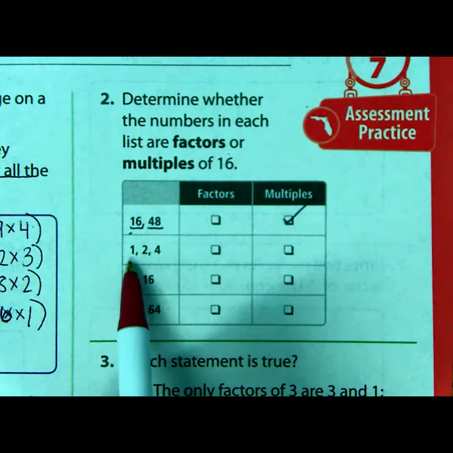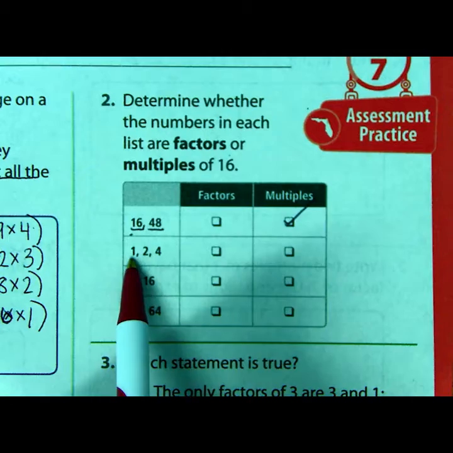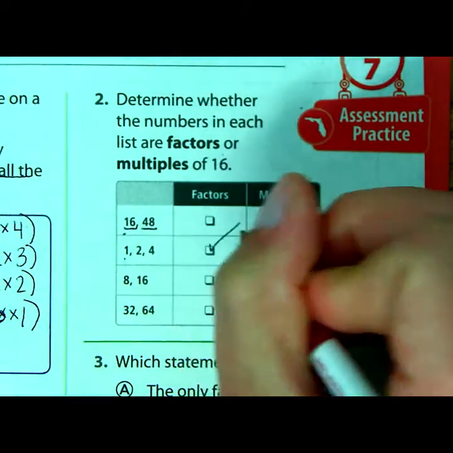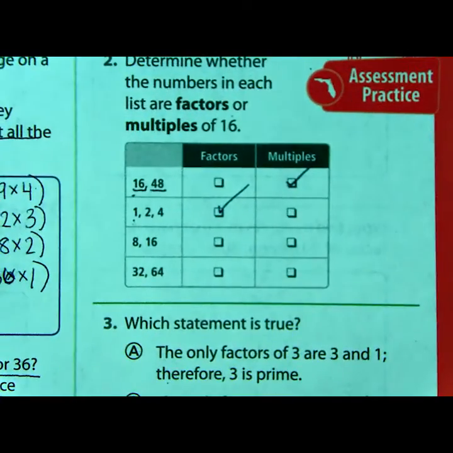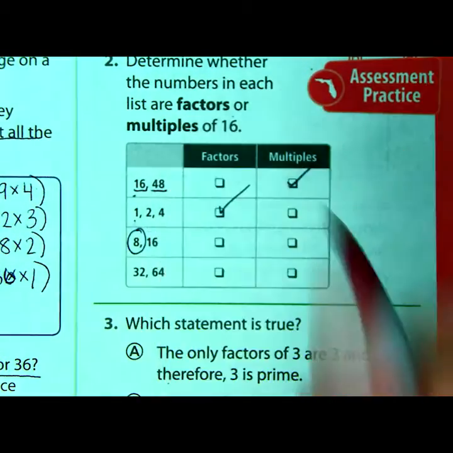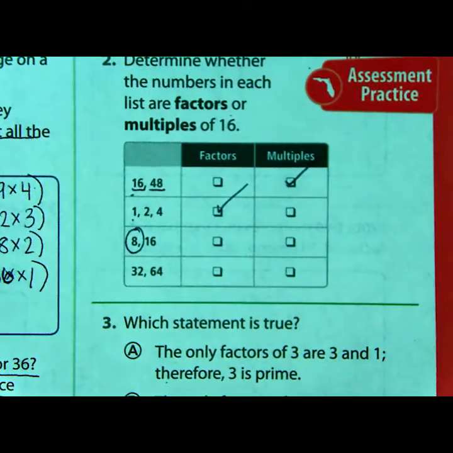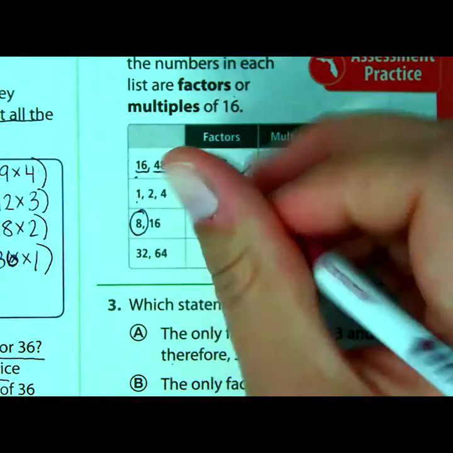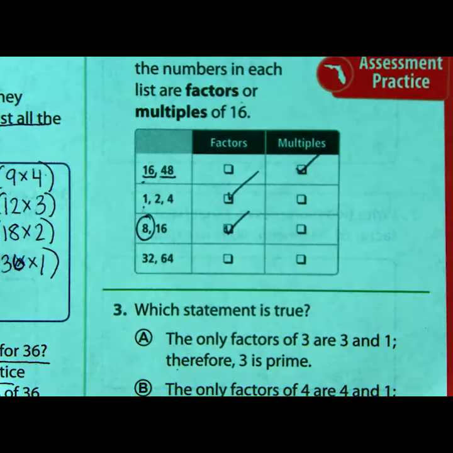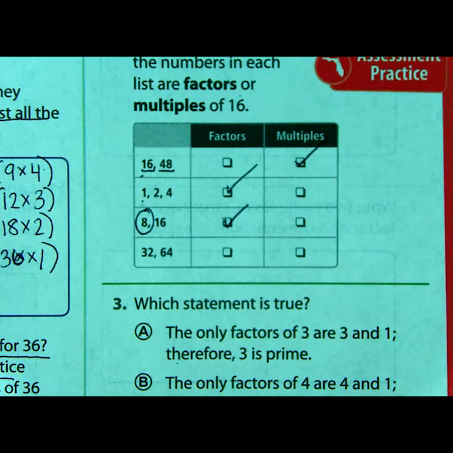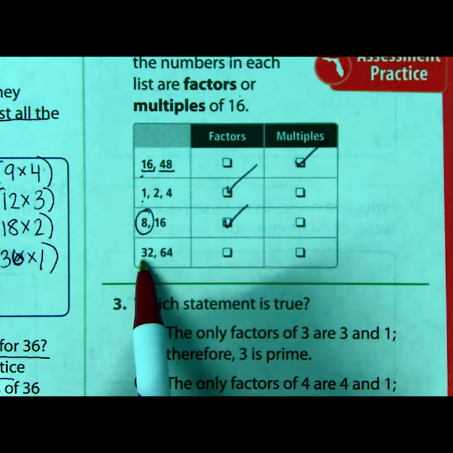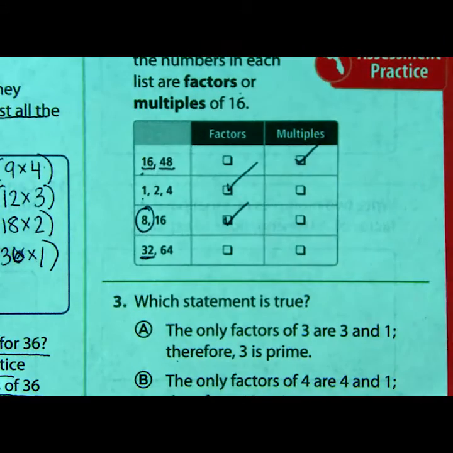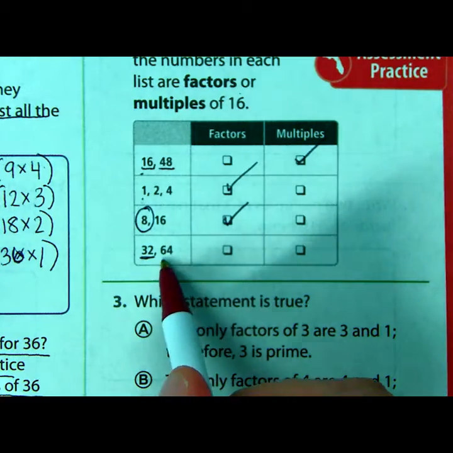1, 2, and 4. Well, if you start at 16 and skip count, you are not going to arrive at the number 1. These are factors of 16. Same thing with number 8. You cannot start at the number 16 and begin skip counting and arrive at 8. 8 is a factor of 16. Last one, 32 and 64. If you skip count by 16s, you will arrive at 32. That's 16 times 2. And then if you continue, you will arrive at 64.